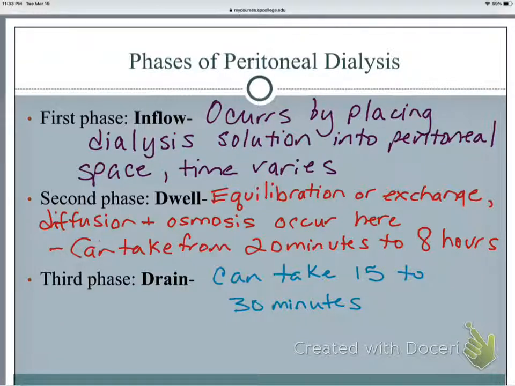And then there's the drain phase, which is the last phase. And that can take between 15 to 30 minutes. And sometimes if they have trouble with the drain phase and all the fluid coming back out, they'll massage the abdomen or change position. And it varies with the size of the person. If it's a larger person, they may require more time. And smaller people do smaller exchanges.